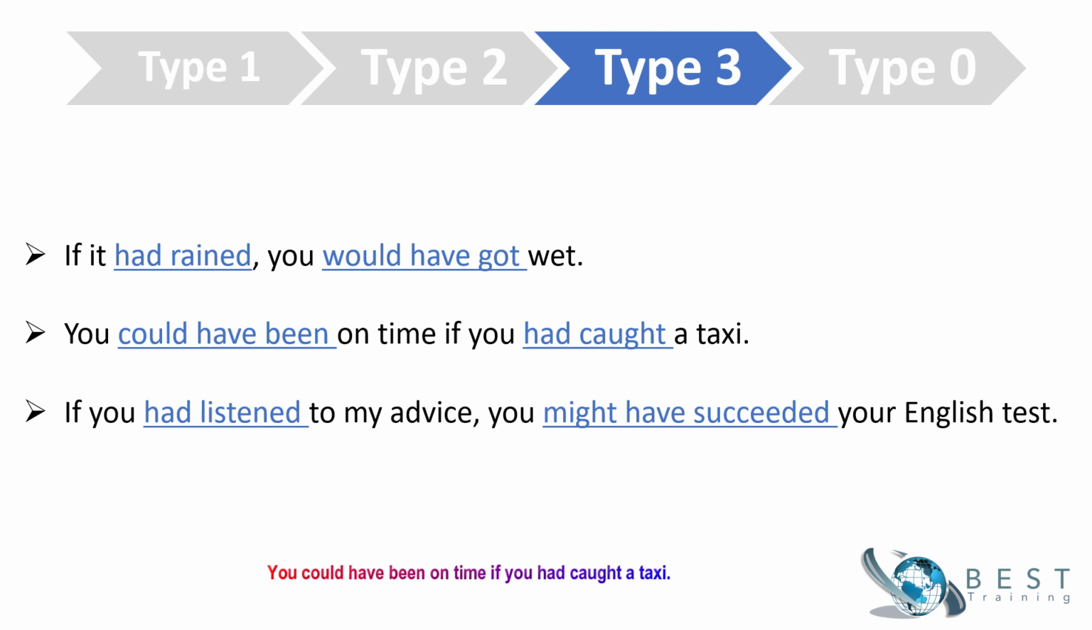You could have been on time if you had caught a taxi. You should have taken a taxi to be on time. It was a bad idea to go on foot. If you had listened to my advice, you might have succeeded in your English tests. Unfortunately, you didn't listen to my advice, and therefore you didn't pass the English test.